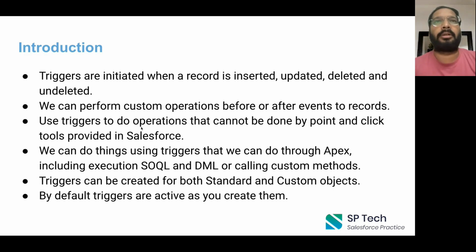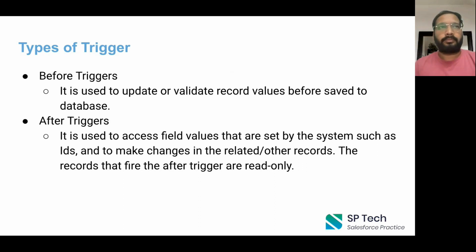You can use triggers to do operations that cannot be done by point and click tools like Flow. If Flow has some limitations, those things you can implement clearly with triggers. You can also do things using triggers that we can do through Apex, including execution of SOQL and DML or calling custom methods. Triggers can be created for both standard and custom objects. By default, triggers are active as you create them. Okay, so this is a brief about triggers.